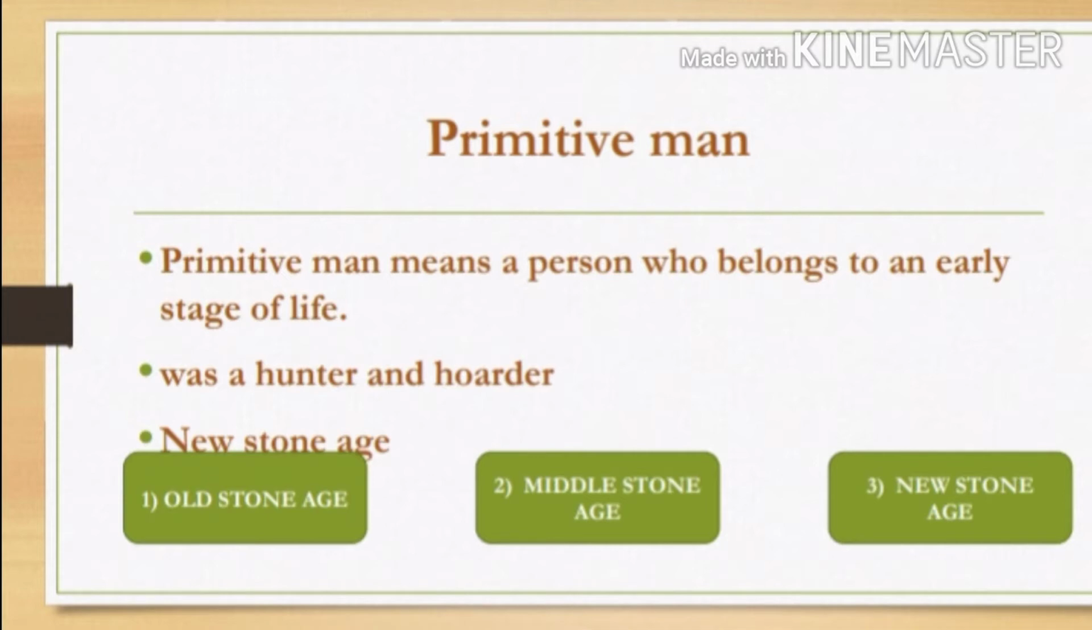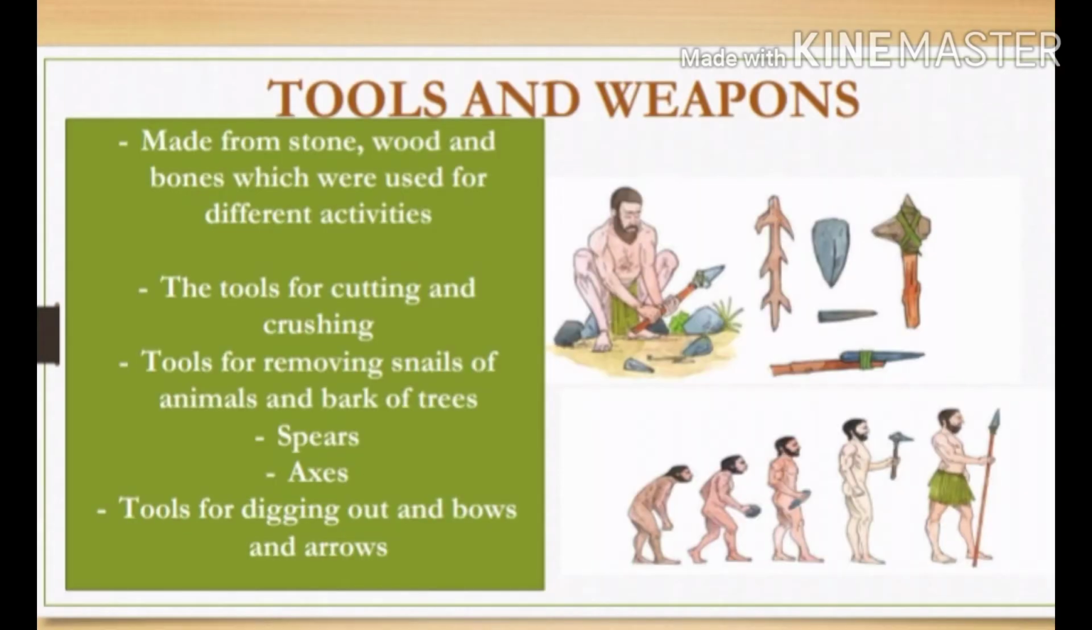Primitive man means a person who belongs to an early stage of life. Primitive man was a hunter and hoarder of food. The banks of rivers were the sheltered places of early man, and he lived in caves at that time. Why? To protect himself from wild animals and to get protection from cold and rain. We get some information about the early life of man from the tools and weapons found at that time, and this age has been named the Stone Age by historians.